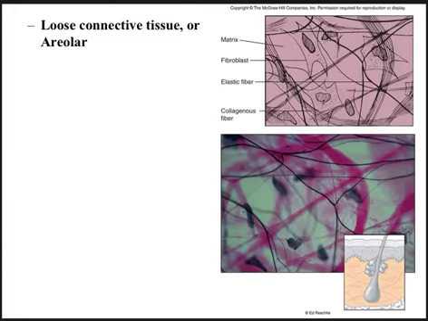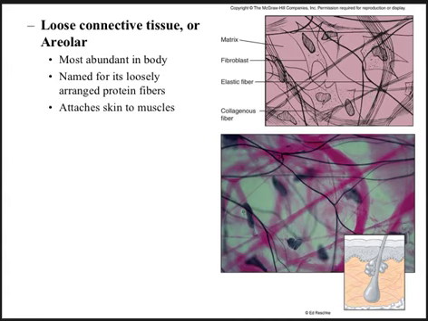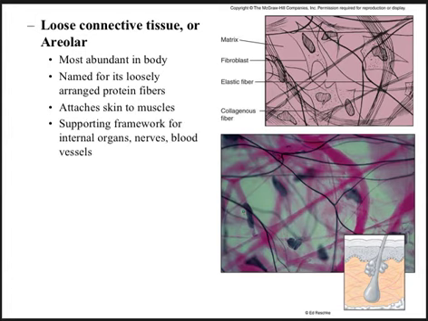And so here's what loose connective tissue looks like. You can see here that we have relatively few cells. You can see the cells peppered here, here, here, and then you can see a lot of matrix, this sort of fluid stuff, and then embedded in the matrix you can see lots and lots of fibers. So this is the most abundant connective tissue in the body. It's named for its loose arrangement of protein fibers. It helps attach skin to muscle. It's a supporting framework for internal organs, nerves, and blood vessels. And it's also a site for immune reactions to take place.